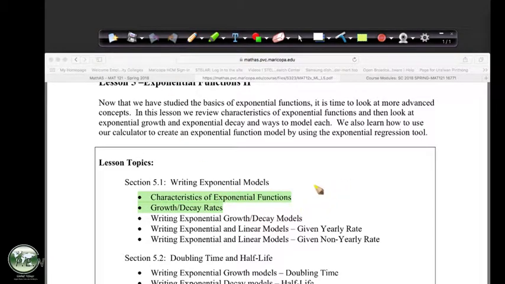So we're going to take a look at characteristics of exponential functions, growth and decay rates, which we've kind of been taking a look at, some models, and then, you know what? Maybe I shouldn't do this, but I'm going to.